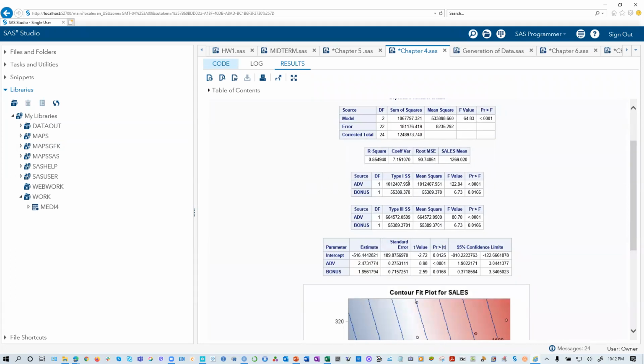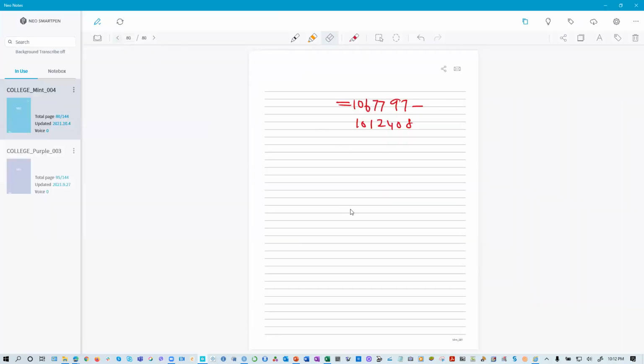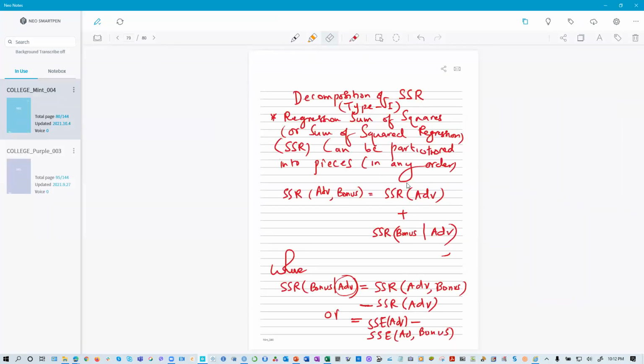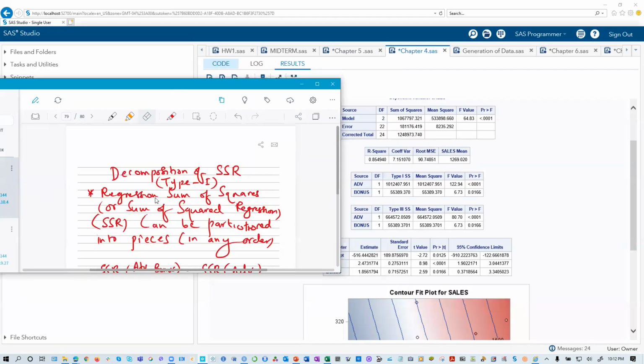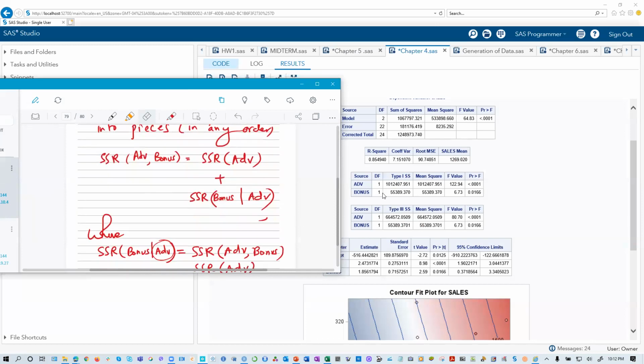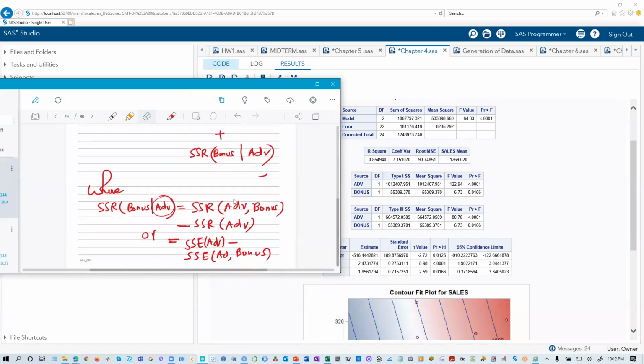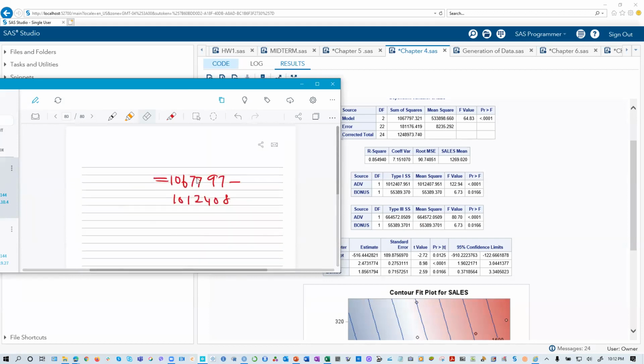This is when you run it with the advertising only. That's the first one. This table is nothing but this one. This one is the second one. Okay, talking about this one, how do you get it? By subtracting this one. It's going to be 55,389.